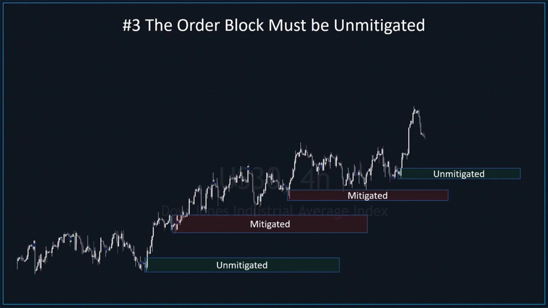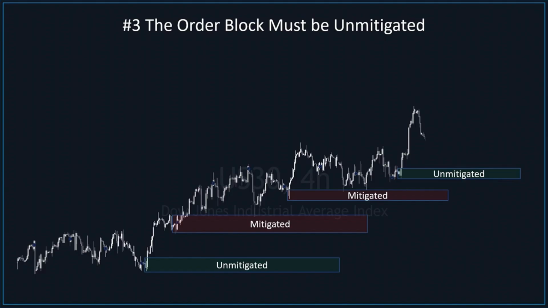How to trade order blocks. Now that we know what makes a quality order block, how do we trade them? Here's a simple 4-step process. Identify the order block. Mark the last candle that created inefficiency. Place your order at the beginning of the order block.